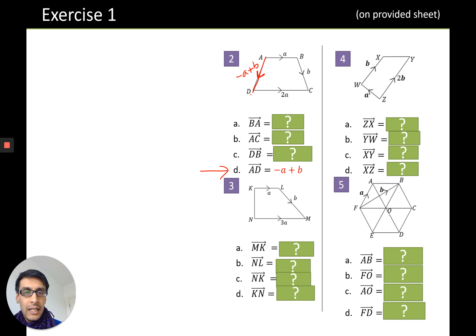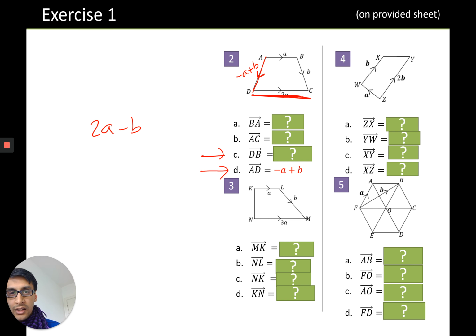Go from D to B. Again, in this case, I'm working backwards on purpose here because I want to use some ideas. We'll go from D to B. Obviously, you can't go straight across like that, so you have to go this way and then that way, and you end up with 2A minus B.